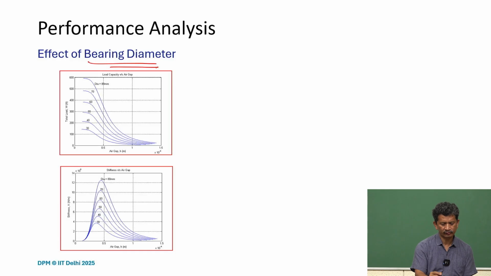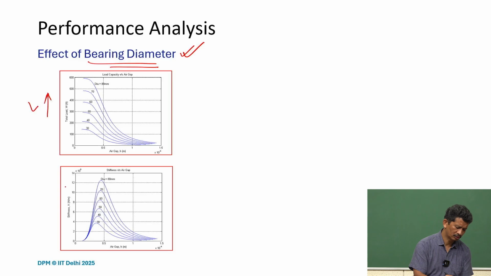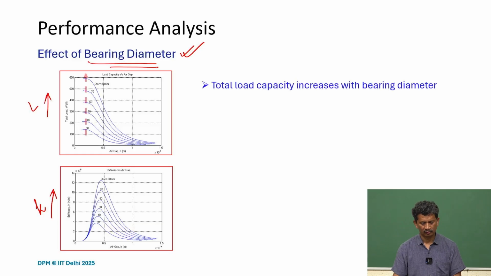Similarly, we can also see the effect of bearing diameter. So if we increase the size of the bearing pad, what will happen? And again, this is the load and this is the stiffness. Again, since the bearing diameter has increased, of course it has a larger load capacity. So that is quite obvious, but we also see from here.